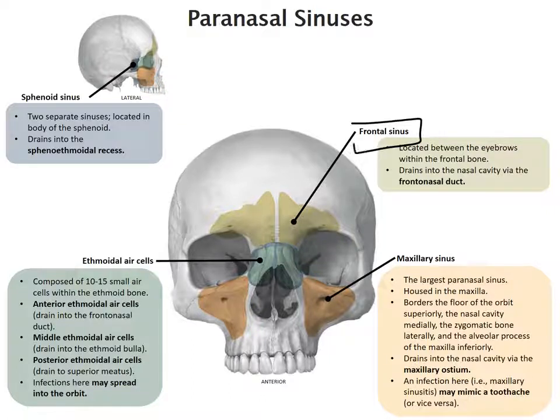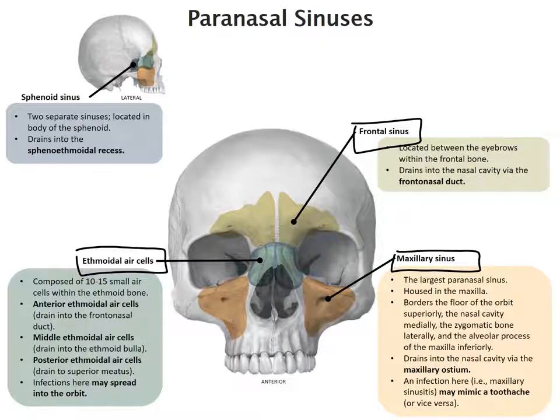The frontal sinuses are located in the frontal bone, in the area of the eyebrows. The maxillary sinuses are the largest of the paired sinuses, and they are located in the maxillary bone. The ethmoidal air cells are comprised of about 10 to 15 small air cells within the ethmoid bone. These air cells can be designated as anterior, middle, or posterior ethmoidal air cells. Because the bone of the ethmoid is very, very thin, ethmoid sinusitis could actually erode away that thin bone, and the infection can spread to the orbit.